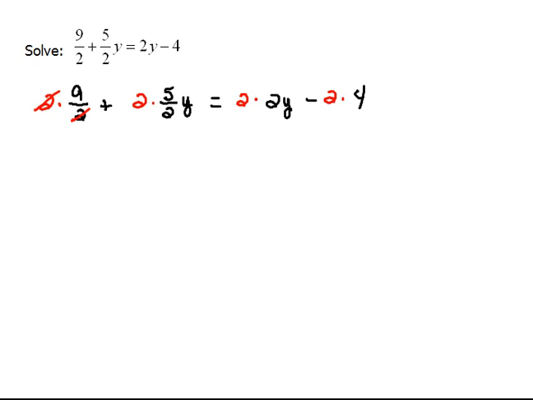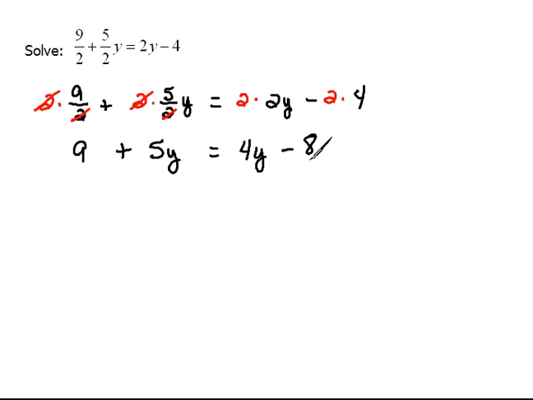Now 2 times 9 halves, the 2's will cancel, and we have 9 left. Then in the second term, 2 times 5 halves y, the 2's will cancel, and we're left with plus 5y, equals 2 times 2y, which would be 4y, and then minus 2 times 4, which is negative 8.